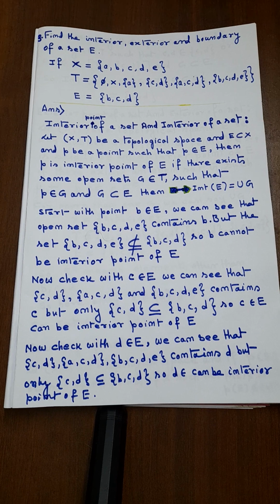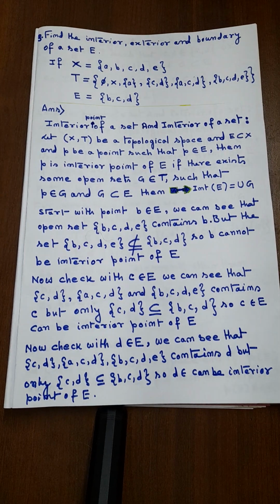So, find the interior, exterior, and boundary of set E. It is given that X is {a, b, c, d, e}, the main set. T is the topology, so the topology has the class of subsets like phi, X, {a}, {c, d}, {a, c, d}, {b, c, d, e}. And {b, c, d} is the set for which we have to find the interior, exterior, and boundary.